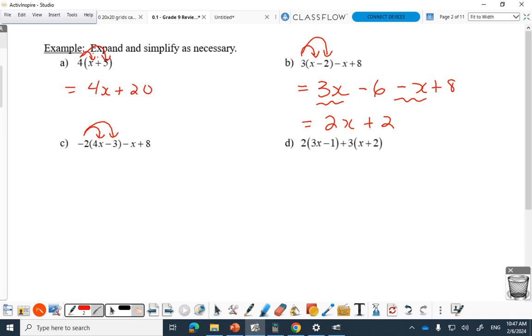Even in AP Calculus class, sometimes people forget to distribute because they forget to draw the arrows on there. So when I do that, I get negative 8x plus 6. So check that line, see if you agree with that line.